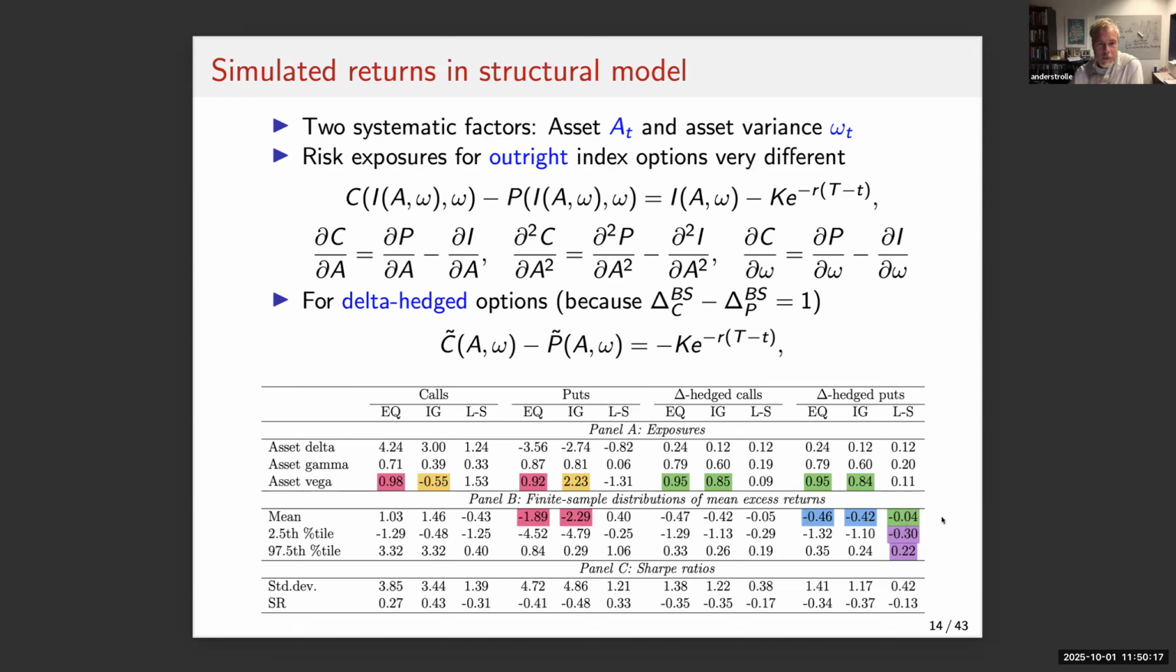Also, if we look at the width of the confidence interval of these finite sample distributions, then they're extremely wide for outright options. They're much more narrow for delta hedged options, and they're particularly narrow for the long-short strategy. So that means a long-short strategy, equity versus credit options, in delta hedged options is an excellent diagnostic for detecting mispricing between the two classes of options. So that's basically what we're going to look at subsequently.